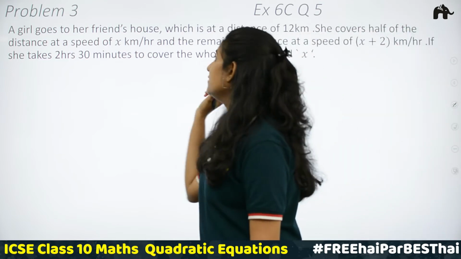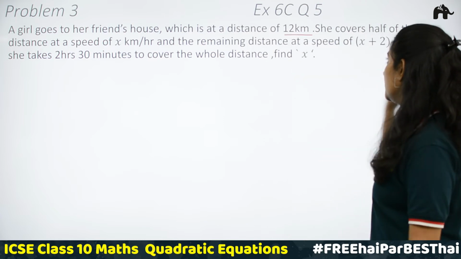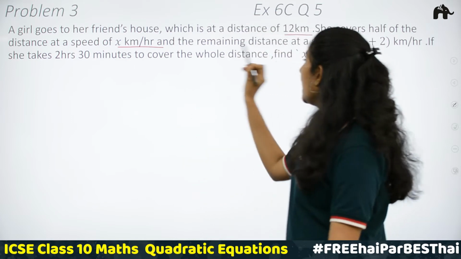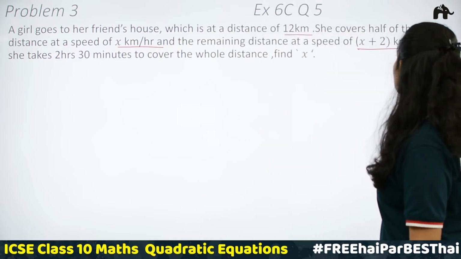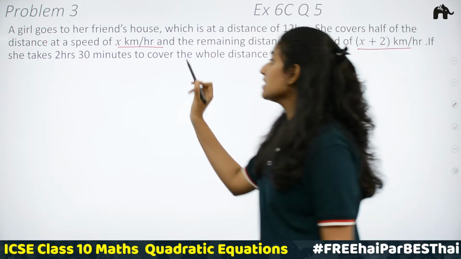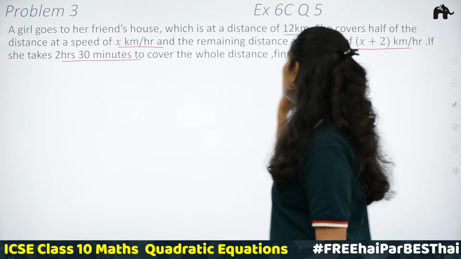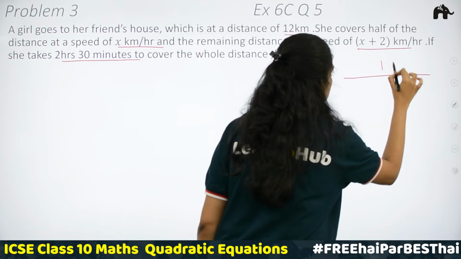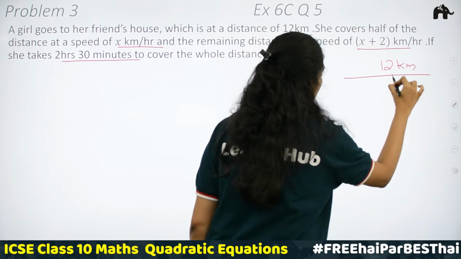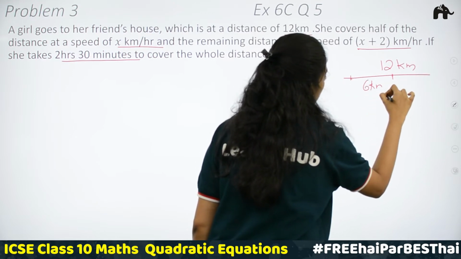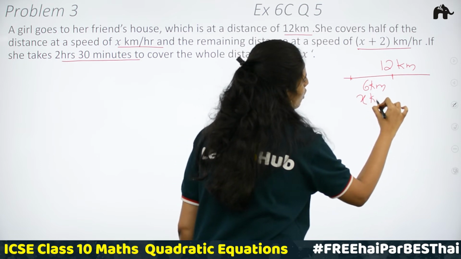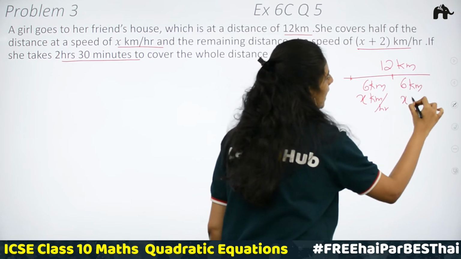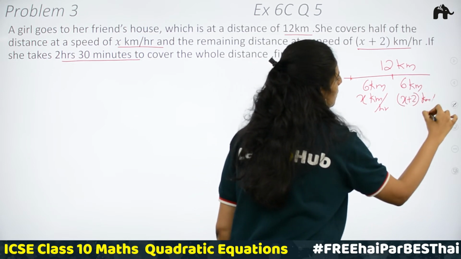A girl goes to her friend's house which is at a distance of 12 km. She covers half of the distance at a speed of x km per hour and the remaining distance at a speed of x plus 2 km per hour. If she takes 2 hours 30 minutes to cover the whole distance, find the value of x. Okay. Here this is the total distance which is 12 km. Half the distance, 6 km, she covers at a speed x km per hour. And the remaining 6 km she covers at a speed x plus 2 km per hour.